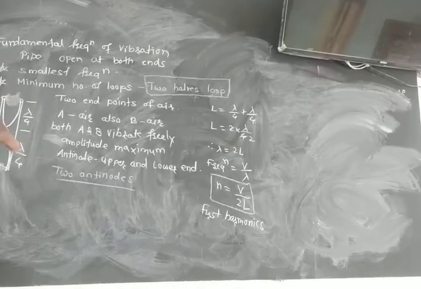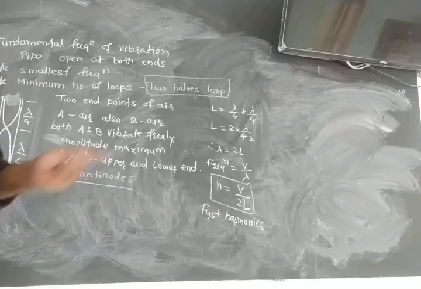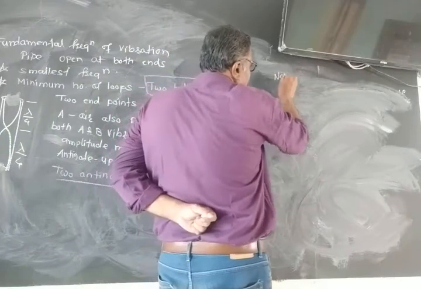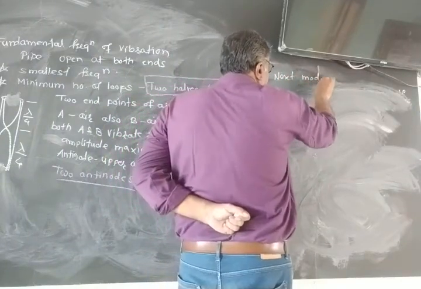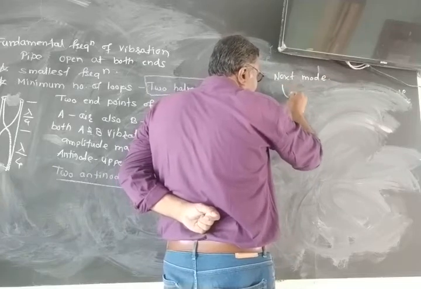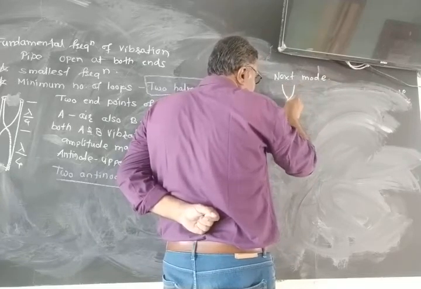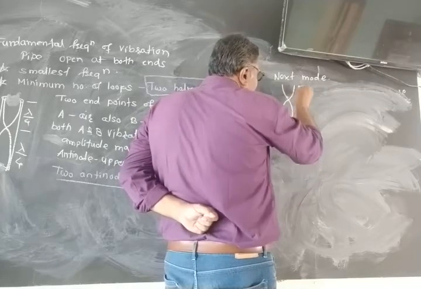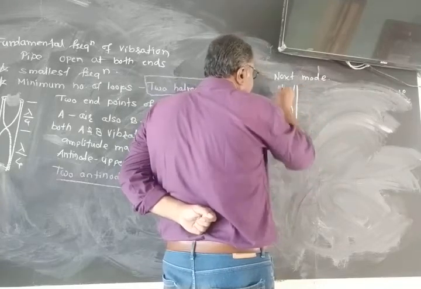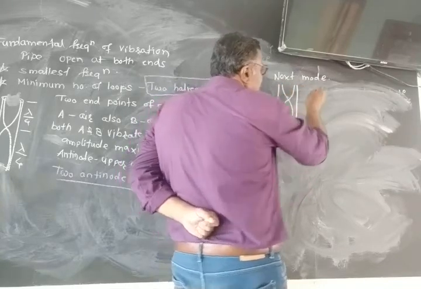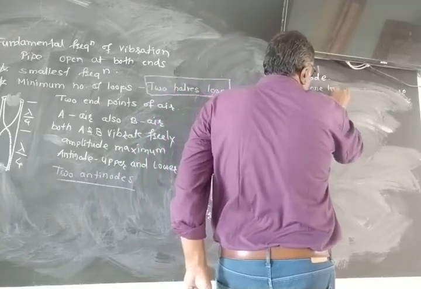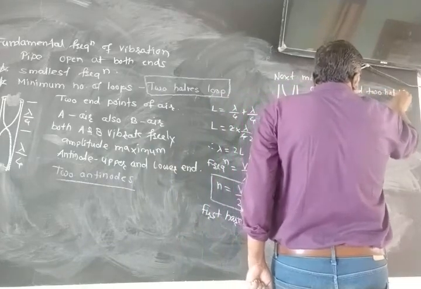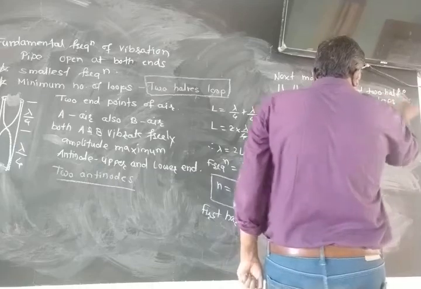Now we calculate the next higher frequency with which the air column can vibrate. We now calculate the next mode of vibration. We already know an antinode is obtained at the upper end and an antinode is obtained at the lower end. Depending upon this boundary condition, consider one loop as well as two half loops are obtained inside the air column.